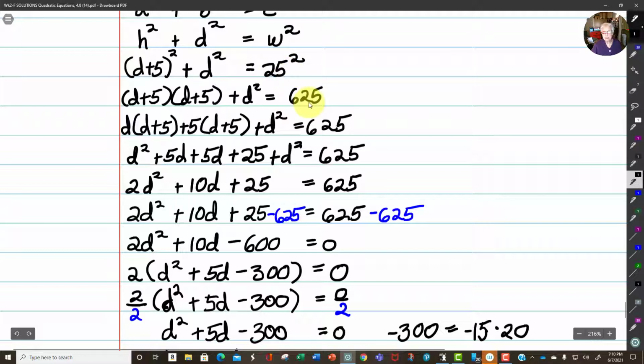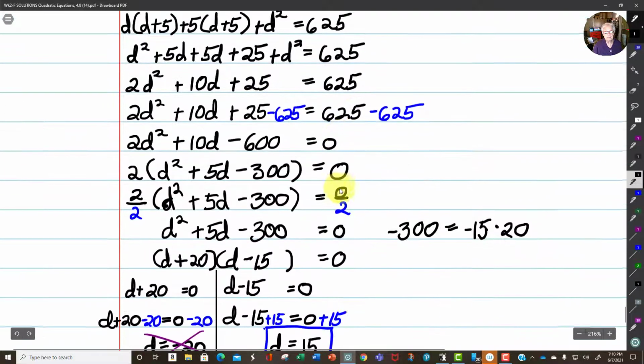25 squared is 625. Over here, I multiply d plus 5 times d plus 5. And this plus d squared is still there at the end. So that I end up with d squared plus 5d plus 5d plus 25 plus another d squared equals 625, which gives me 2d squared plus 10d plus 25 equals 625.